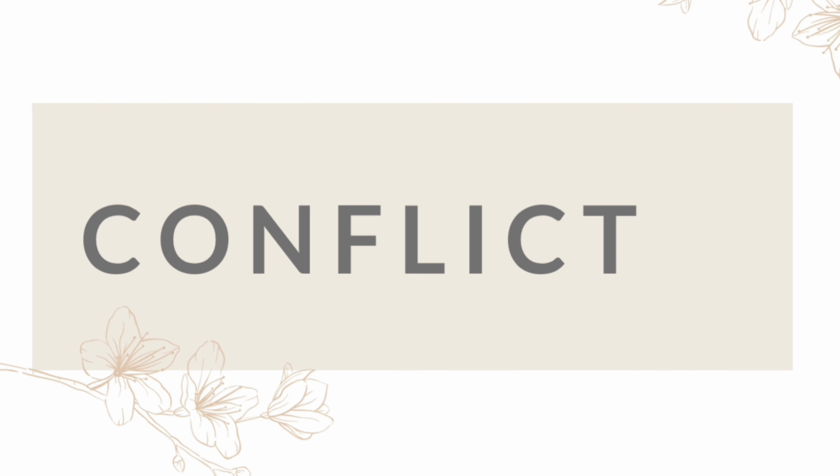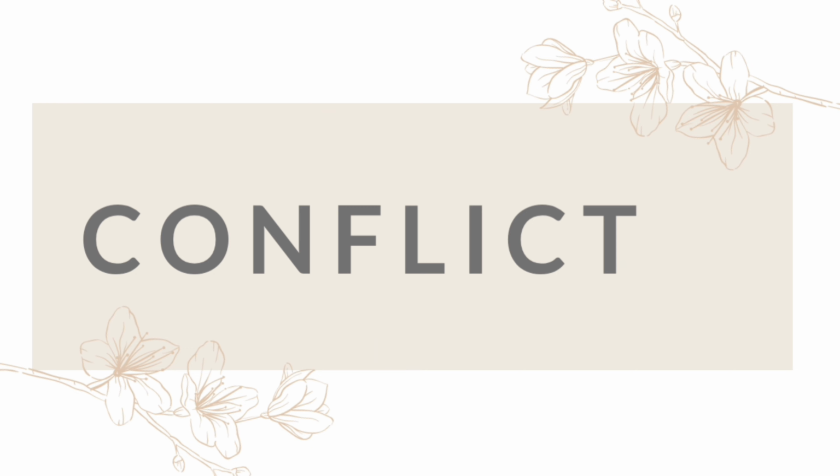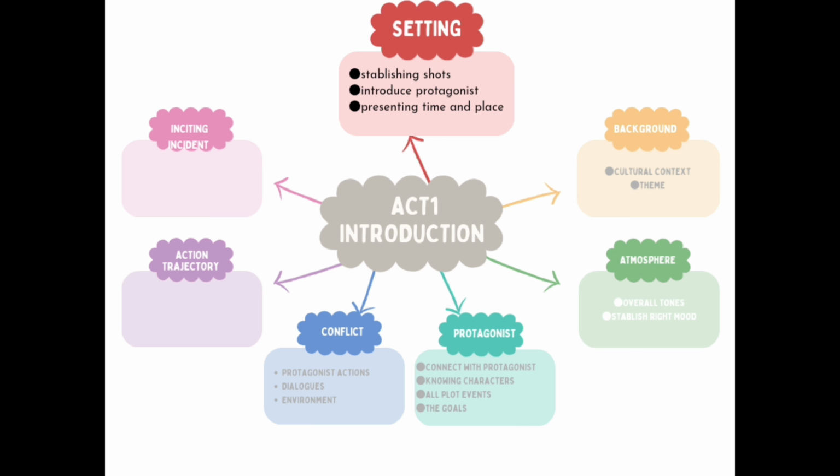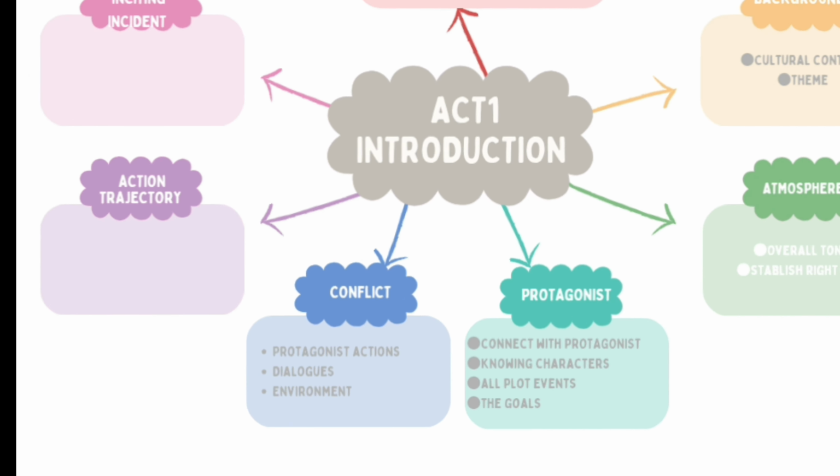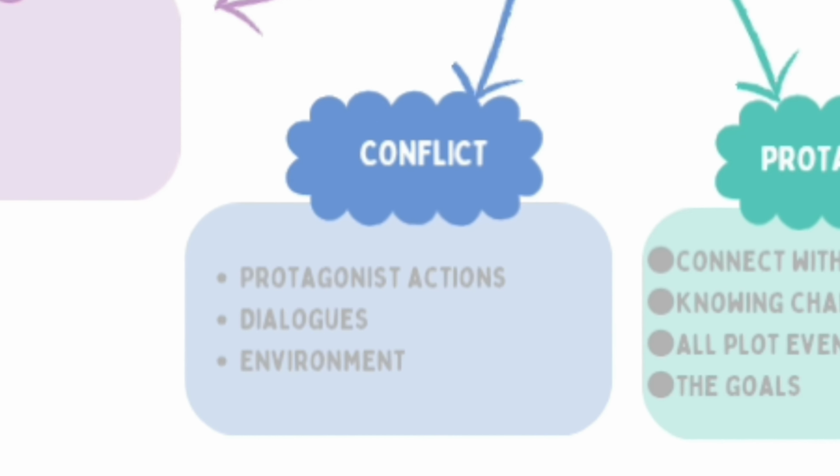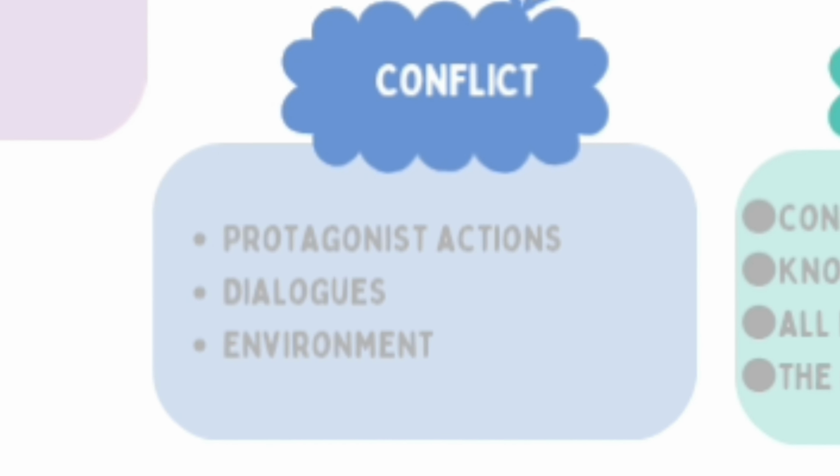The 5th element is conflict. In a short film, the conflict is usually already in motion before the story begins. Instead of building up to it, we reveal it through the protagonist's action, dialogue, or environment.